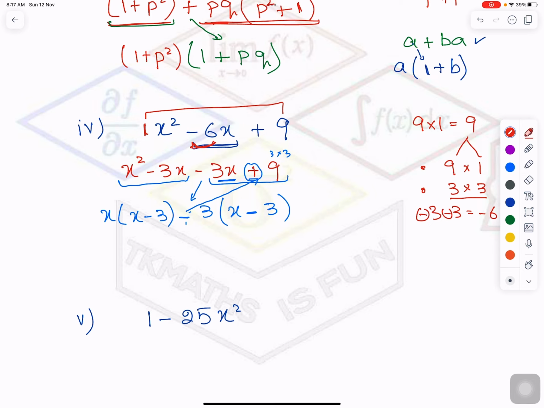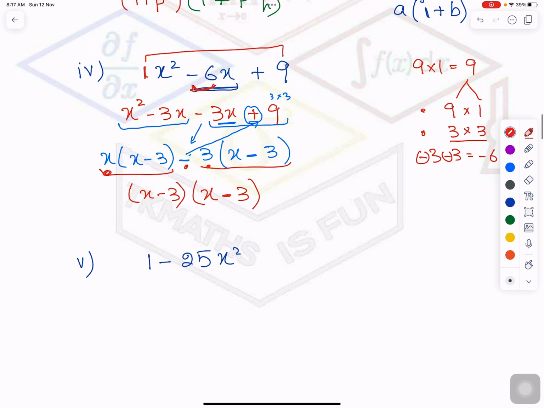So now if you see, from here and from here, common is x minus 3. Now what is left here? This x, this sign as it is, and this number. So now they are same, so I will write here further x minus 3 whole square.